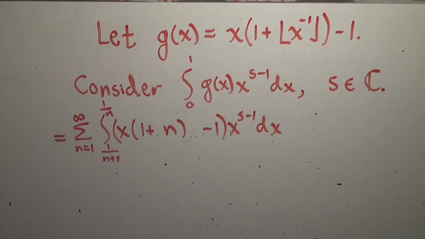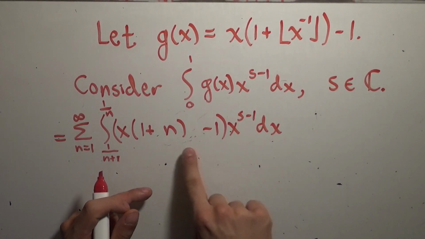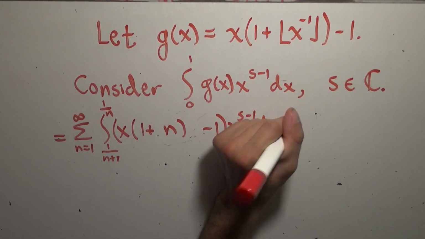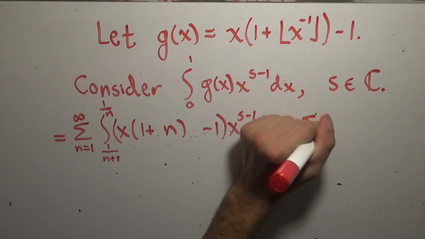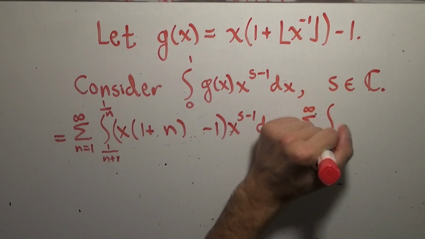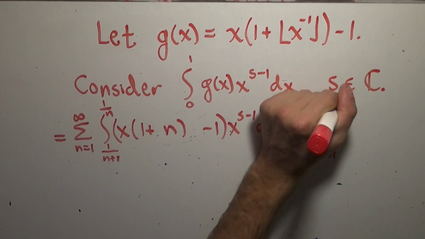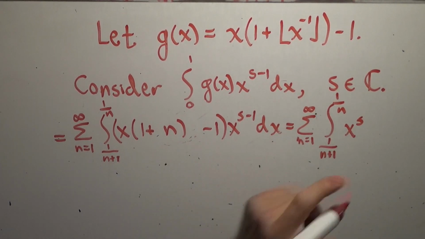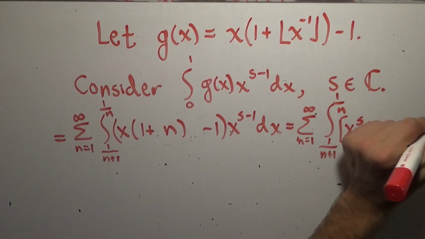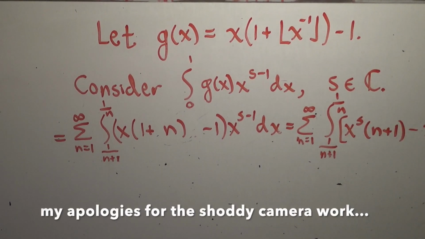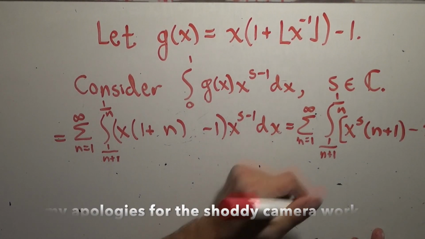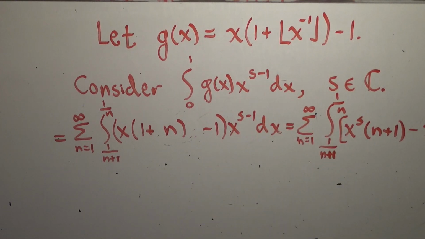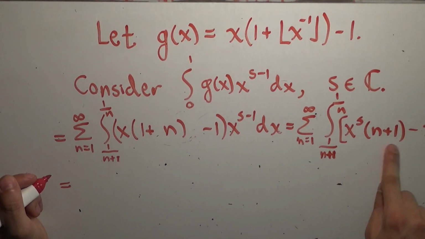So now we can sort of multiply this x to the s minus 1 into the two terms here, and we get the sum from n equals 1 to infinity of the integral from 1 over n plus 1 to 1 over n of x to the s times n plus 1 minus x to the s minus 1 dx. So now what we can do is, these are just powers of x, right? So we can just evaluate them. We can just take the antiderivative. And quite simply, we end up with, and I'm going to break this up into n times x to the s and 1 times x to the s.